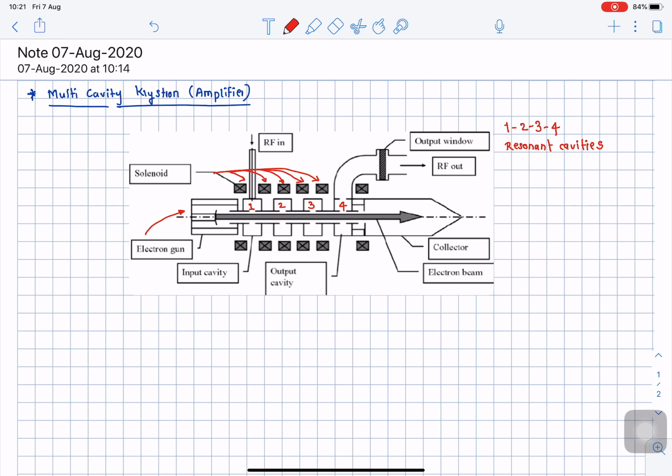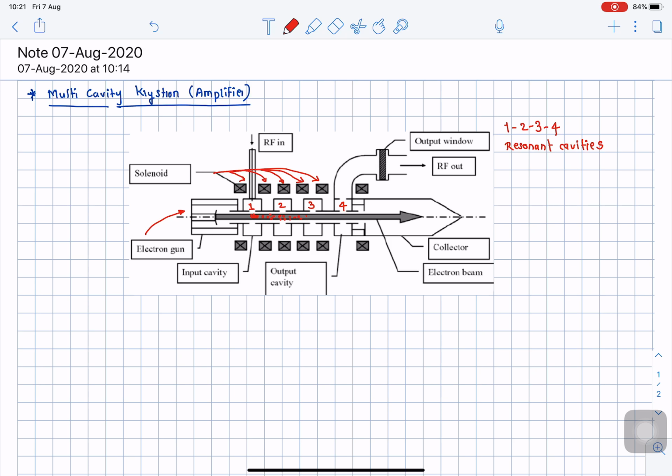So construction wise there is no difference, only the thing is that we are going to include more cavities. So more cavities means there will be more interaction between the electrons and the microwave signal which we want to amplify. So this interaction is continuously taking place, and continuously a process of bunching is taking place over here.